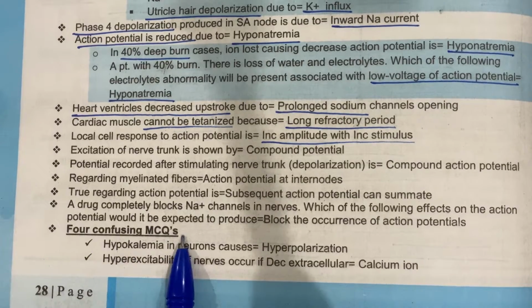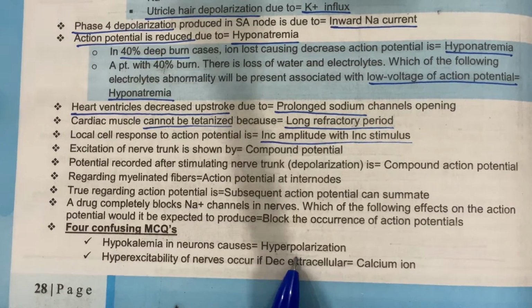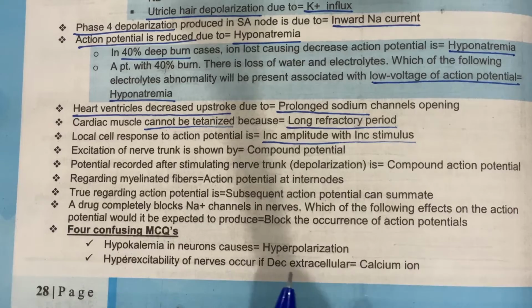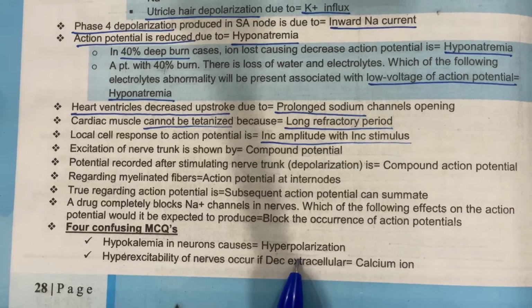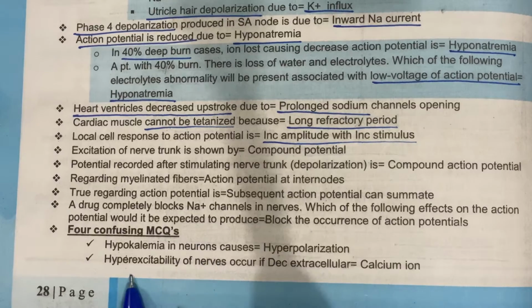Four confusing MCQs. Hypokalemia, a decrease in potassium level, will cause hyperpolarization in neurons.